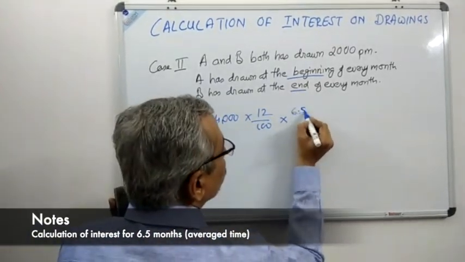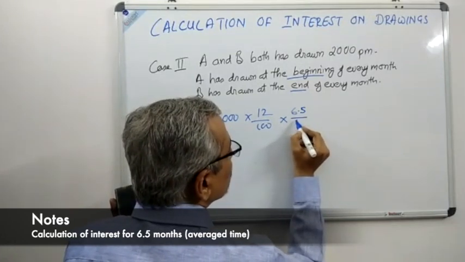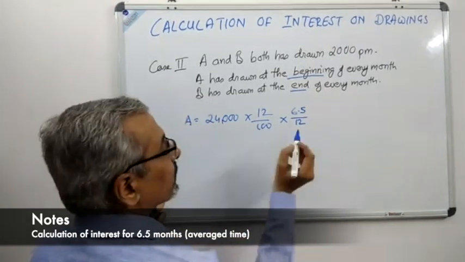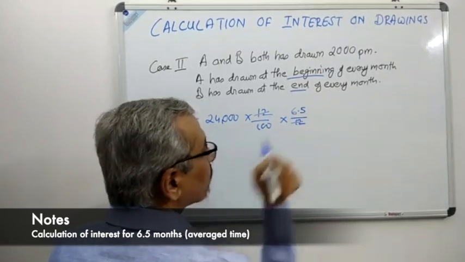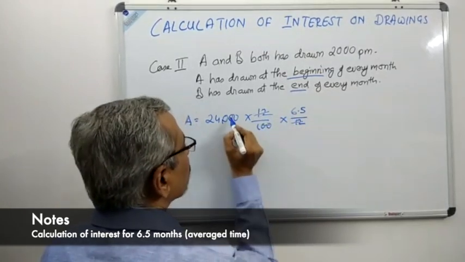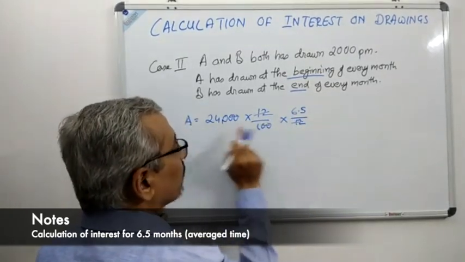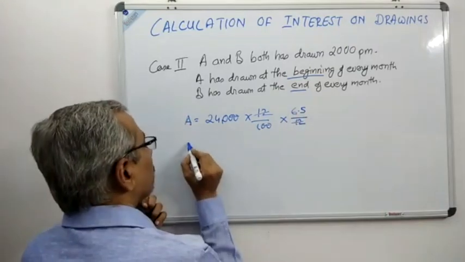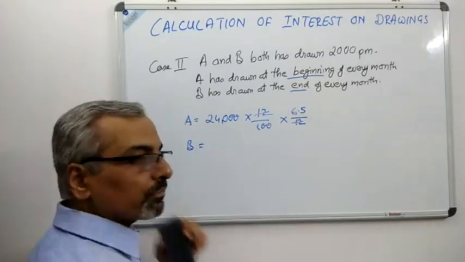So 6.5 by 12, that is because we are calculating 6.5 months. We'll first cancel out the 12s, and then we'll cancel out the zeros over here. So 240 into 6.5. We'll calculate the amount later. Let us see the next one for B.